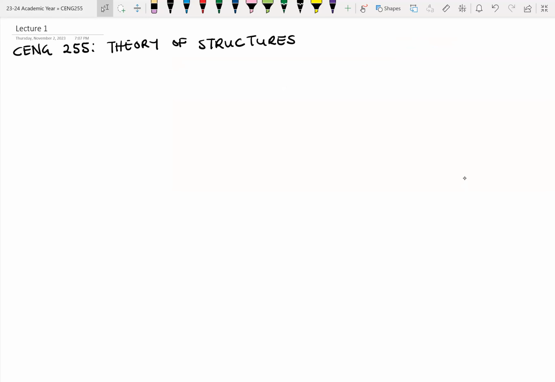The name of the course is Theory of Structures, and the course code is CENG 255. With this course, I think almost everyone should be enrolled on the V Campus. I would entreat all of you to just cross-check, go to V Campus, and make sure that your name is added to the class group in case I might have missed somebody.